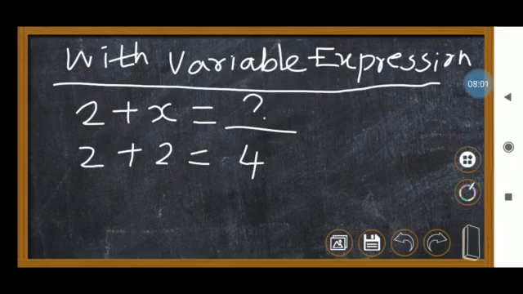So in 2 plus x, 2 is the constant and x is the variable, and here one operator symbol is there. So with variable expression means there must be some variable and there must be some operation. It may be addition, subtraction, multiplication, or division. So 2 plus x is one kind of expression with variable.